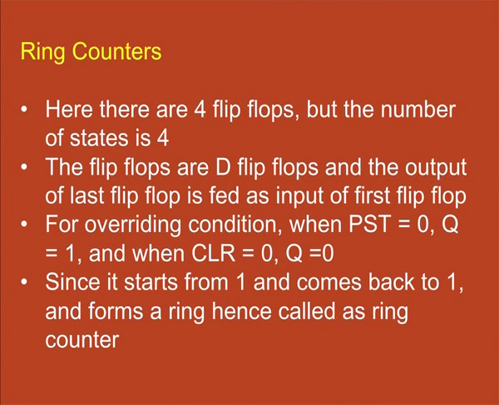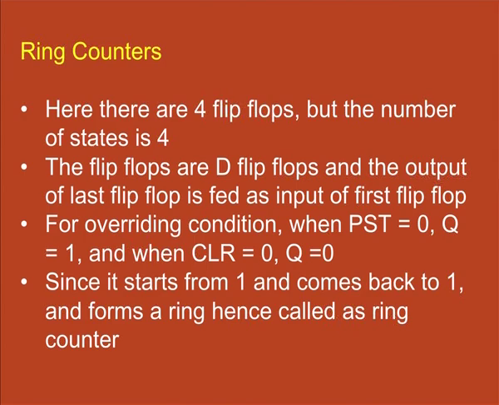As I said, here there are 4 flip flops, and the number of states is 4. The flip flops of interest are D flip flops, and the output of the last flip flop is fed as input of the first flip flop. For the overriding condition, when preset is equal to 0, we have q equal to 1, and when clear is equal to 0, we have q equal to 0.